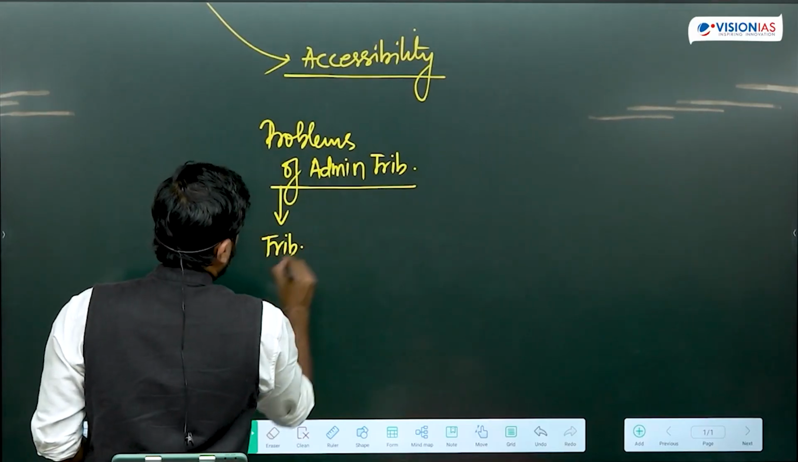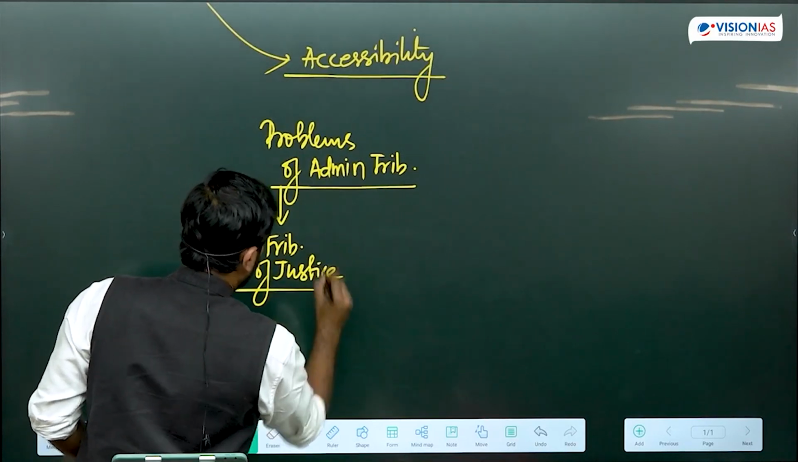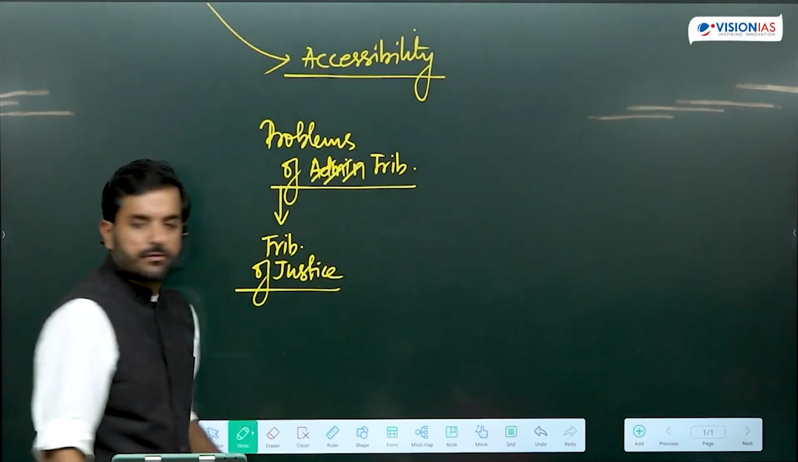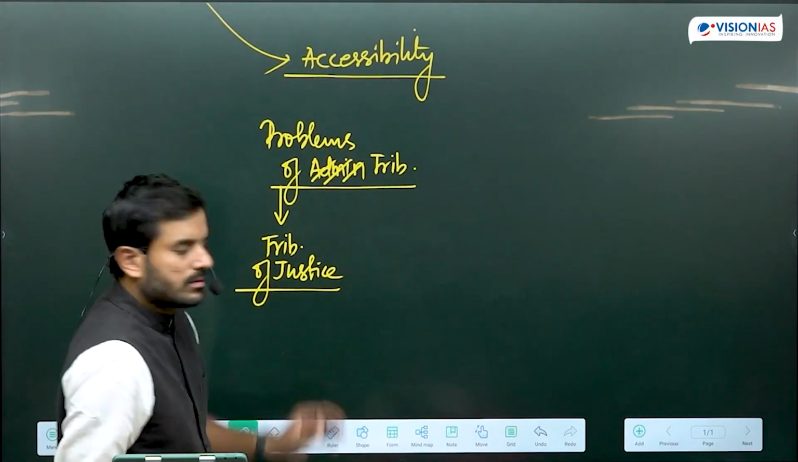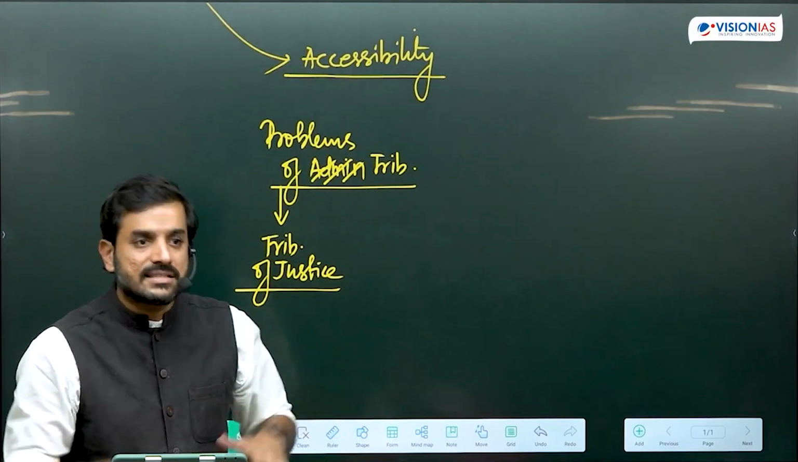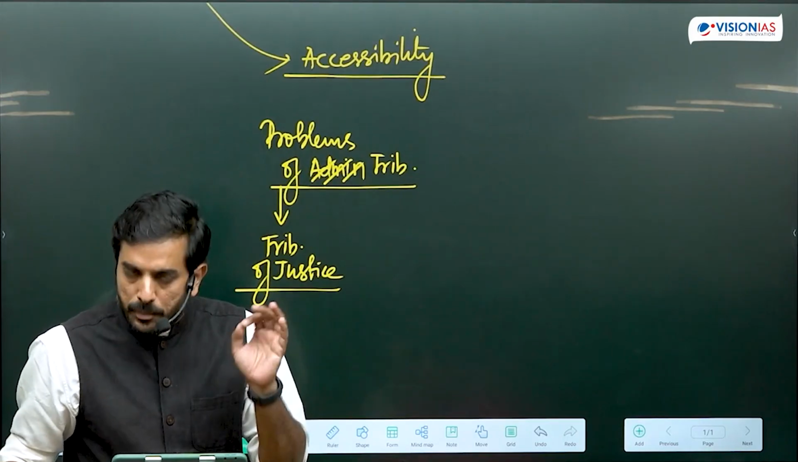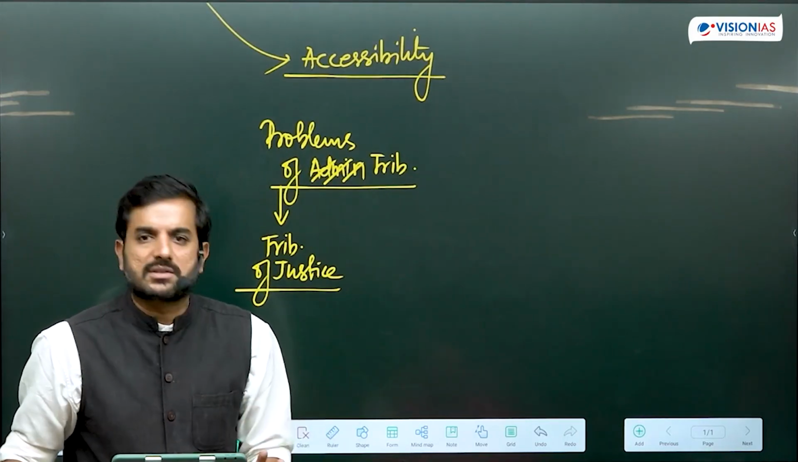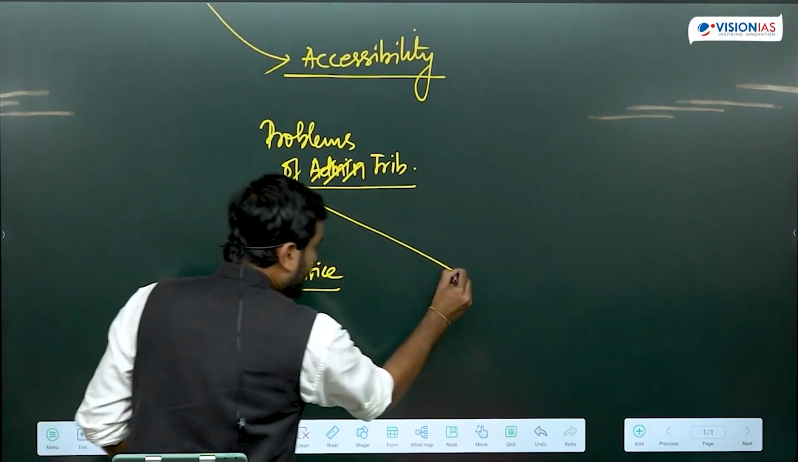tribunalization of justice. So in fact, the second part of the question doesn't need you to talk about administrative tribunals per se. Just give this a passing reference. There has been tribunalization of justice. Increasing number of tribunals have been set up in India, which have, in the opinion of many people, replaced the high courts in the country. Second problem is, and the reform is related to this too.